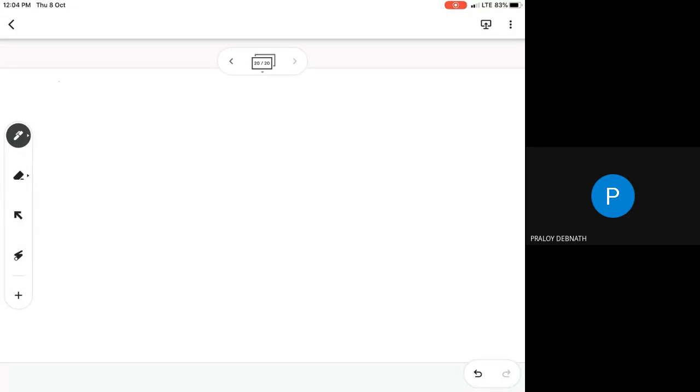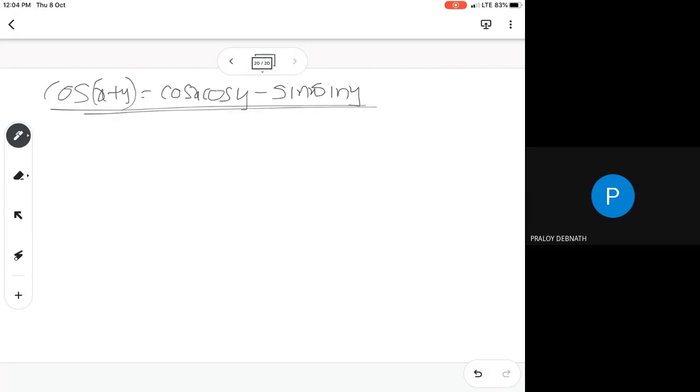So cos(x+y) is equal to cos x cos y minus sin x sin y. This we are going to prove. For this purpose, we are going to take the circular coordinate system of the unit circle.